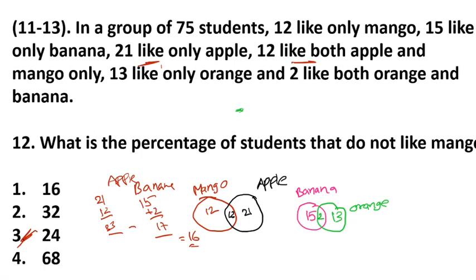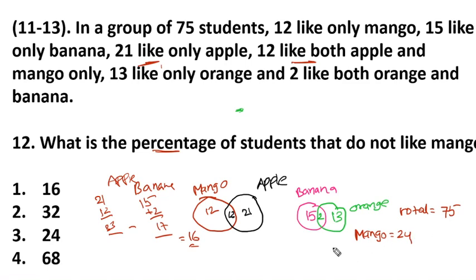So go for question number 12. So look at this question. So I am putting the data as it is. So let's go for the next question. What is the percentage of students that do not like mango? So how many people are liking mango? 12 plus 12, 24. So mango people are 24. Okay, so what is the total? 75. So we know that the percentage means take the difference.